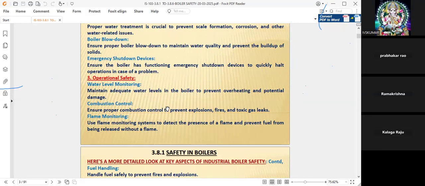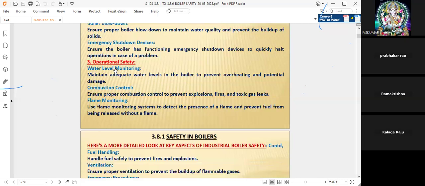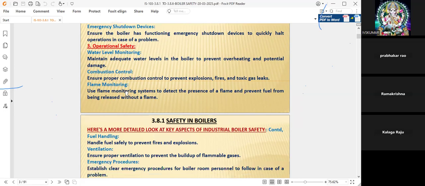Because a coal-fired boiler has one property, a liquor-fired boiler has one property, and a water steam boiler has one property. Like this, we have to see that combustion control is always kept under boiler operator control, so that no explosion due to fires and no toxic gas leaks happen due to uneven operations or human errors. This is very important for operational safety.